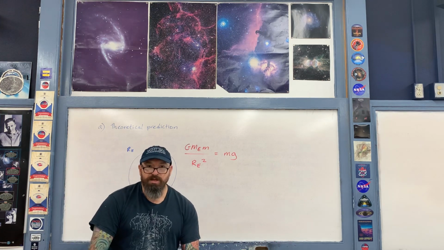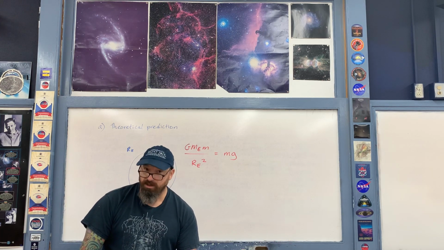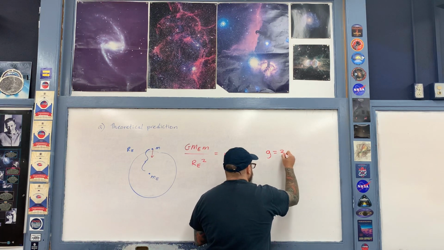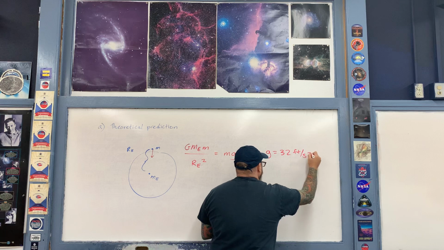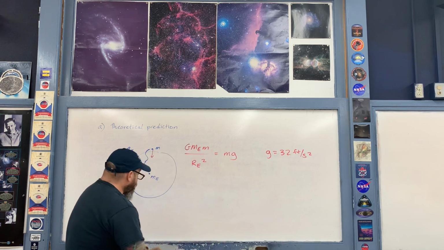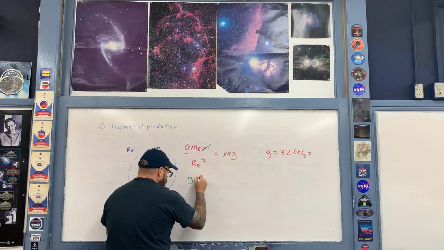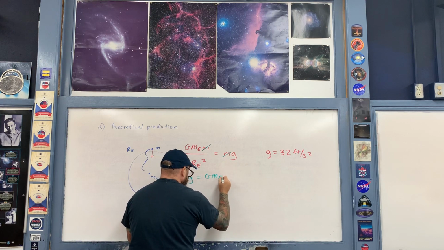Incidentally, by the way, the problem is presented in imperial or English units. So let's just be careful of small g. Small g is equal to 32 feet per second squared. Now let's go ahead and cancel out the mass of the apple itself like so, and then small g is equal to this value here.